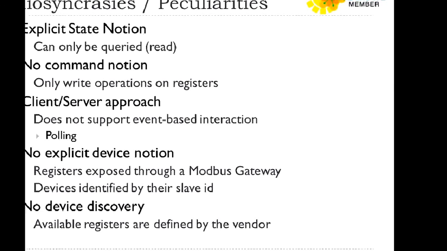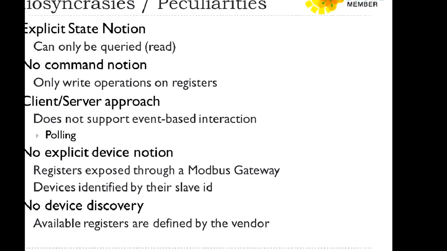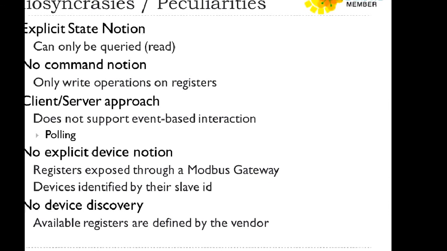There is no command notion. We are not sending command. We are just writing registers. So we need to find a mapping between a value on the register and a command. For example, if I want to switch on a lamp, I need to write 1 in a specific register. This is a client-server approach, so I'm not listening. I'm always requesting something and waiting for responses. There is no device notion. I don't need that the register is a device. If I have a set of devices connected to a Modbus gateway, and this is the case, for example, for the Modbus case we have 3 meters connected to one Modbus gateway.